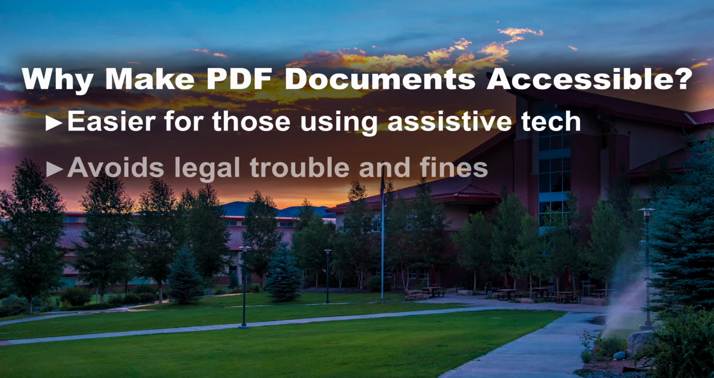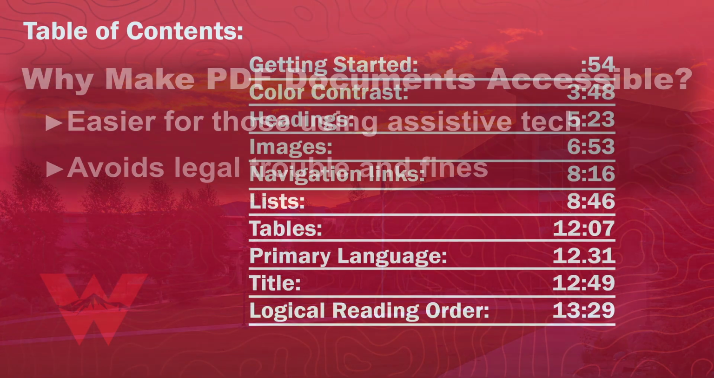In addition, it helps us from running afoul of anti-discrimination laws such as the Rehabilitation Act of 1973, as such issues have precipitated lengthy lawsuits and substantial fines in Western's past. Now that we know a little bit more about why making PDFs accessible is important, let's take a look at how to make PDFs accessible.